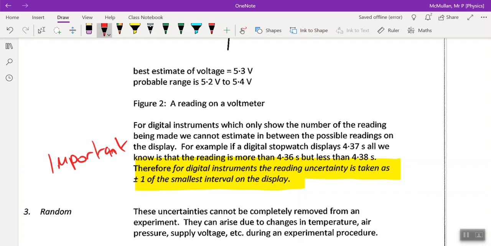When we are using a digital device, we always use plus or minus 1 of the smallest interval on the display as the uncertainty. So if the stopwatch shows 4.37 seconds, all we know is the reading is more than 4.36 or less than 4.38. This would be written as plus or minus 1 millisecond.